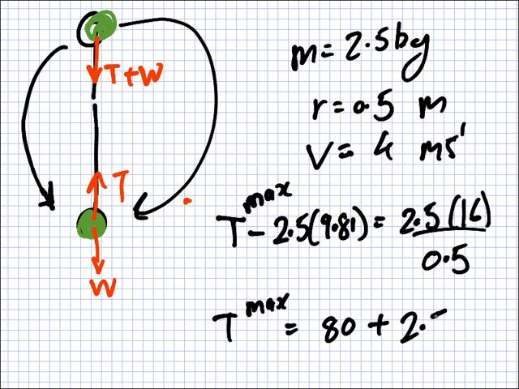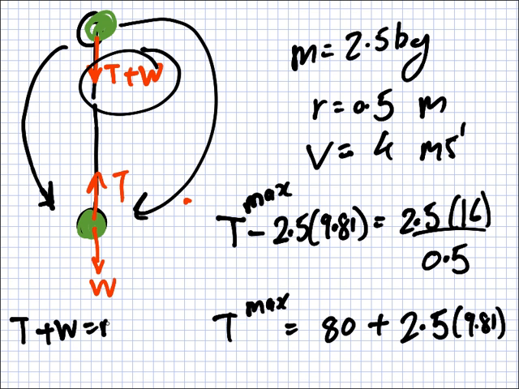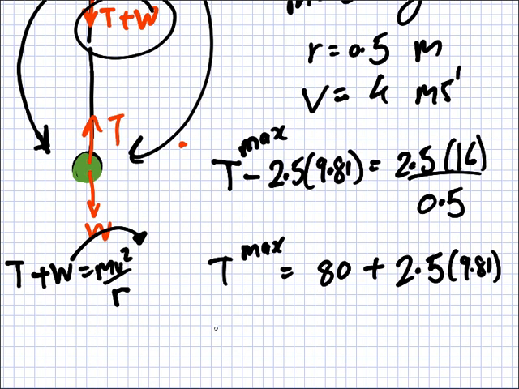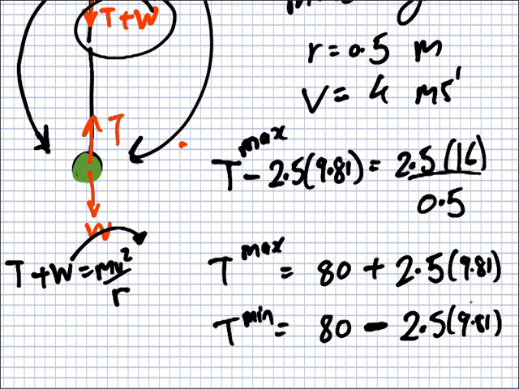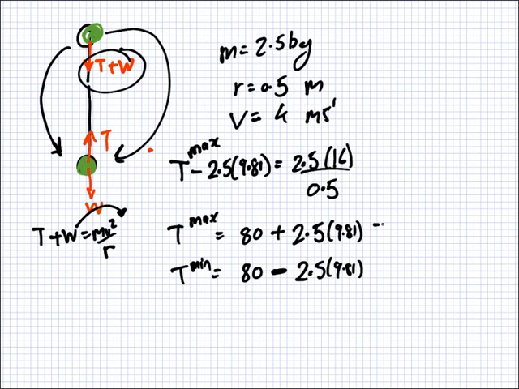Shouldn't be 16 squared. It was 4 squared. Now, what is the only difference up here? Well, it will be T plus W equals mv squared over r. So when you take the W to the right, it becomes a minus W. So the only difference between T max and T min is that in your answer this becomes minus. And they're the two answers, T max and T min. Can you tell me what those two are, please?